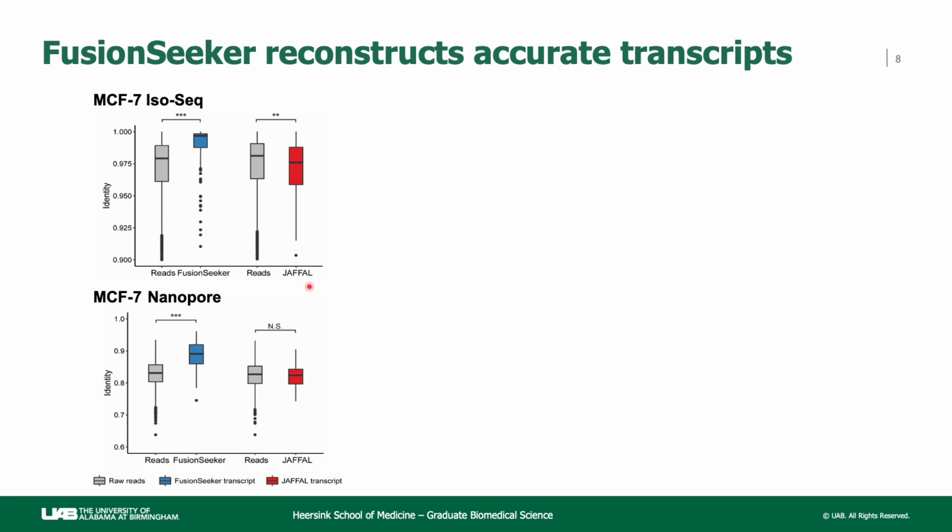And also we can get the transcript sequence from JAFFA's output, but it actually picks any random read that supports this particular gene fusion and uses its sequence as the transcript sequence, so that it will come with all the possible sequencing errors in it. And that's why we see similar or a little bit lower accuracy compared to the raw reads for JAFFA's output.